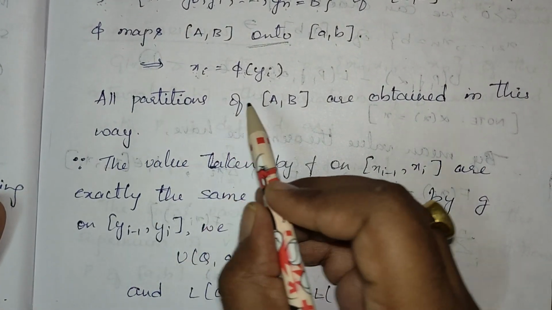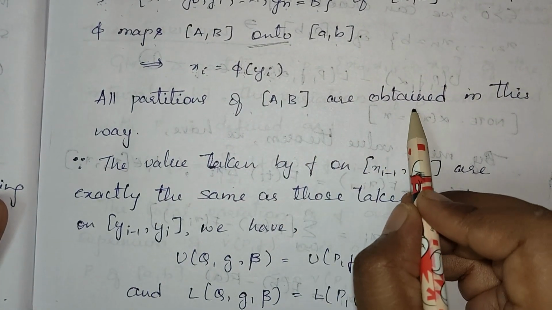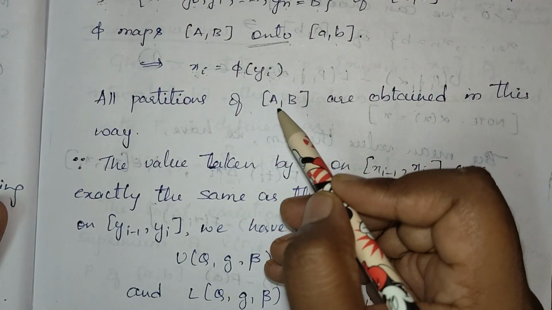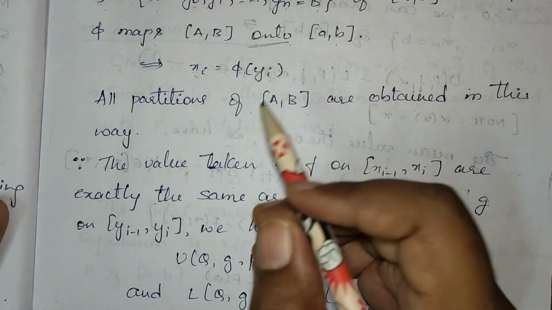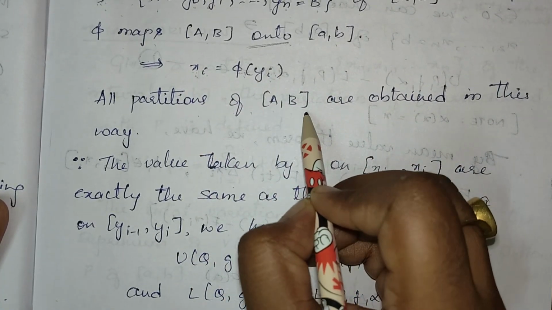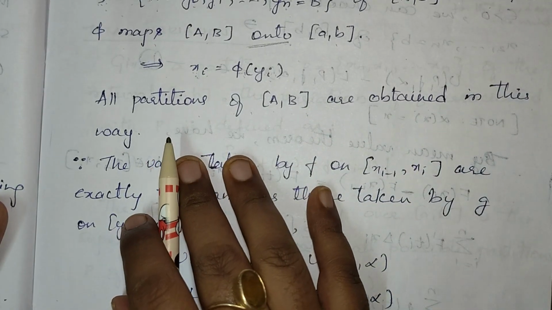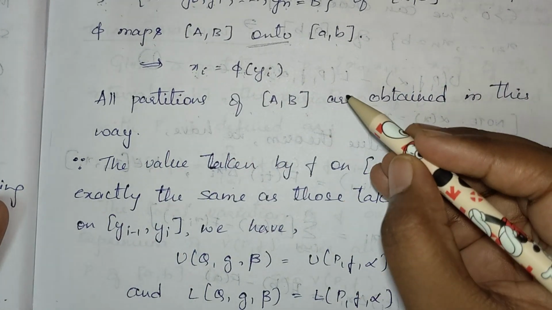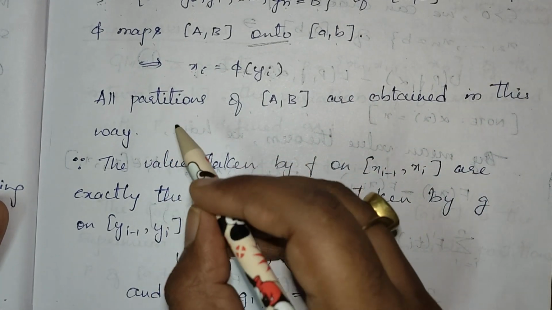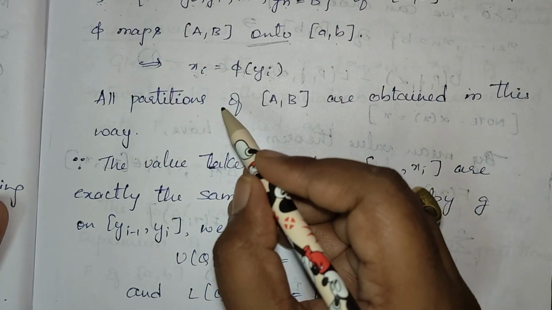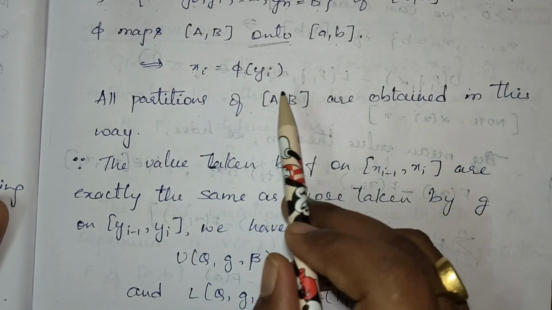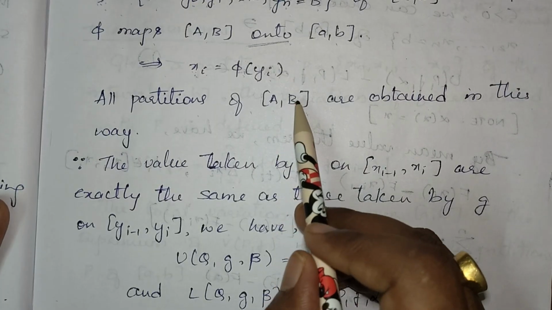Now, all partitions of the closed interval a, b are obtained in this way. So each and every partition, whichever you take in the closed interval small a, b, there corresponds a partition in the closed interval capital A, B in this manner. If you take x naught in P, then there corresponds y naught in Q such that phi of y naught will be equal to x naught. So this is how you get partitions for this interval capital A, B.